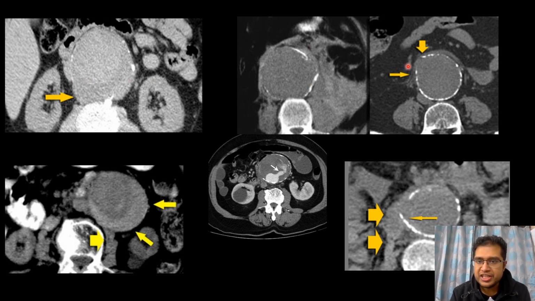This is the tangential calcium sign. These both the pictures depict the tangential calcium sign. The intimal calcification is directing outwards, which indicates the site of rupture of the aneurysm here.